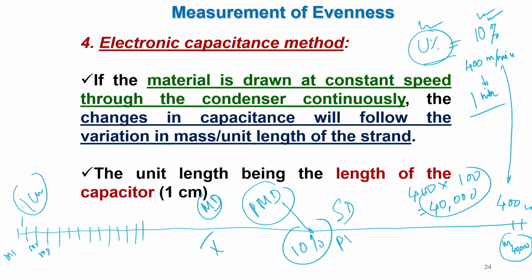So, this is the theoretical concept of U% or CV% if you want, we can use the standard deviation, but practically this is not possible. Practically it is not possible. We use the indirect method of the electronic capacitance type test method.